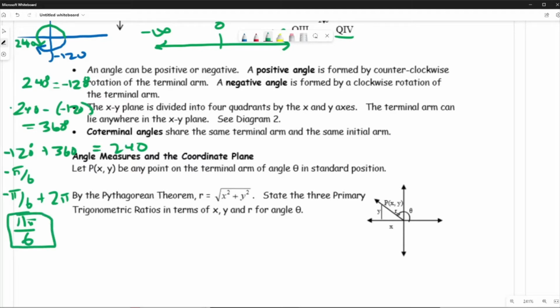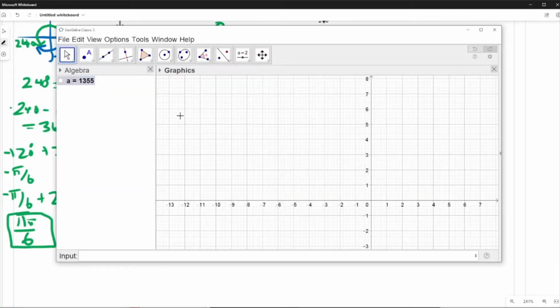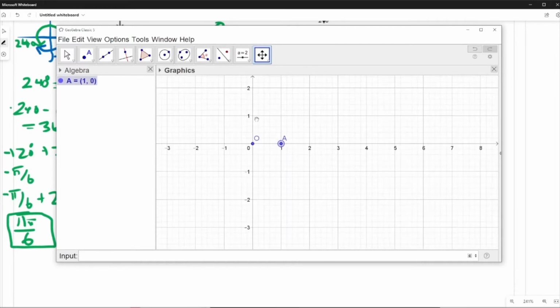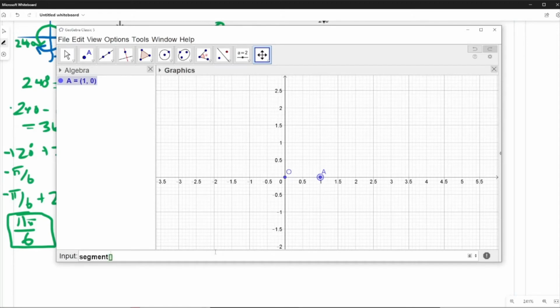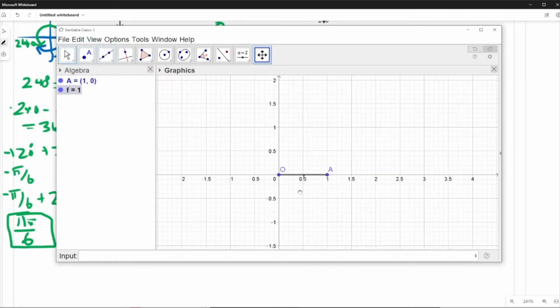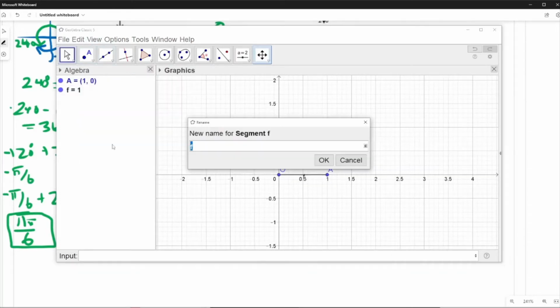11 pi over 6 as a positive angle is the same thing, and let's just show that quickly here with an example. So let's create a terminal arm and an initial arm, and you can do this too if you want. We're going to type O, and basically what that does is just make a point at the origin. We're then going to type 1, 0, and that makes a point over here at 1, 0. We'll draw a segment that connects O to A. Now this thing that I just drew is my initial arm, so we could rename it and just call it initial arm.